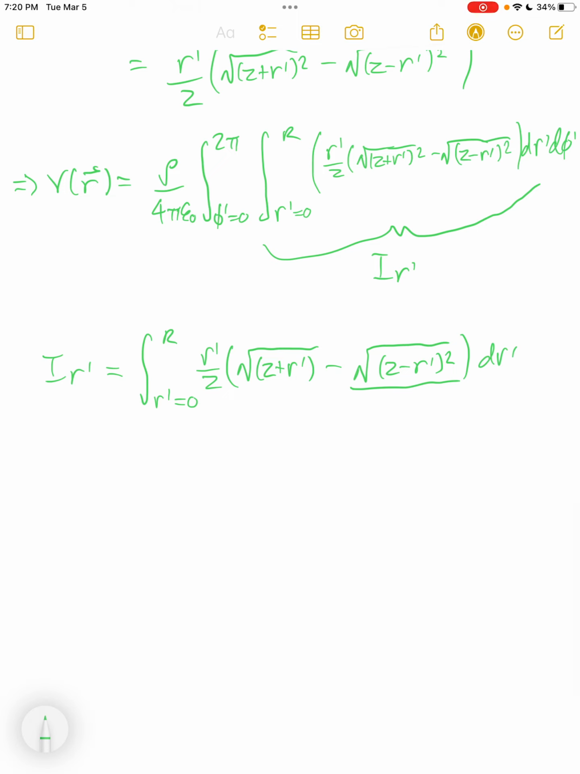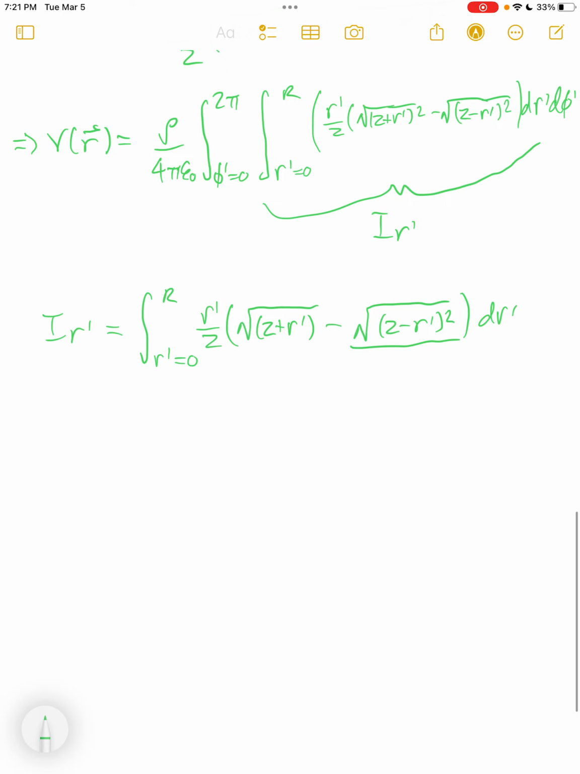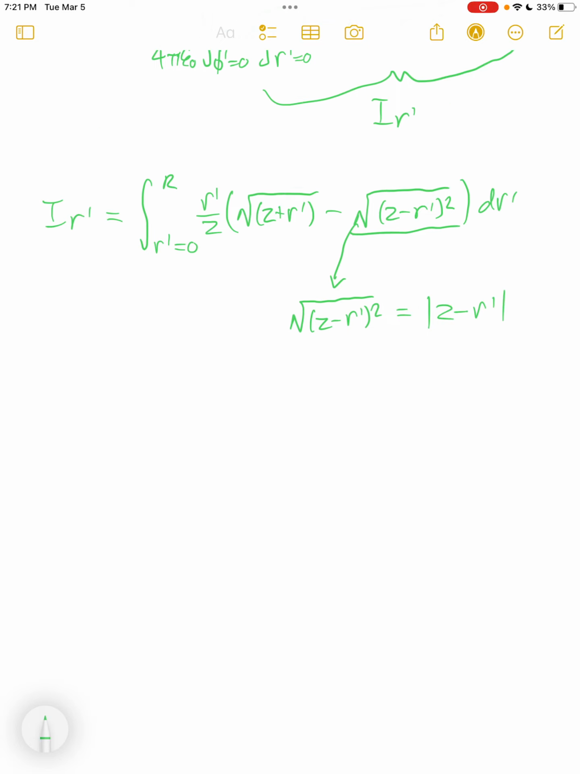Because r is being varied, the r primes change, because we're integrating over r prime. Now, this should always give us a positive value, because when you take the square root of something, you always get a positive value. So we can rewrite this term like so, with an absolute value. Always going to get a positive value.